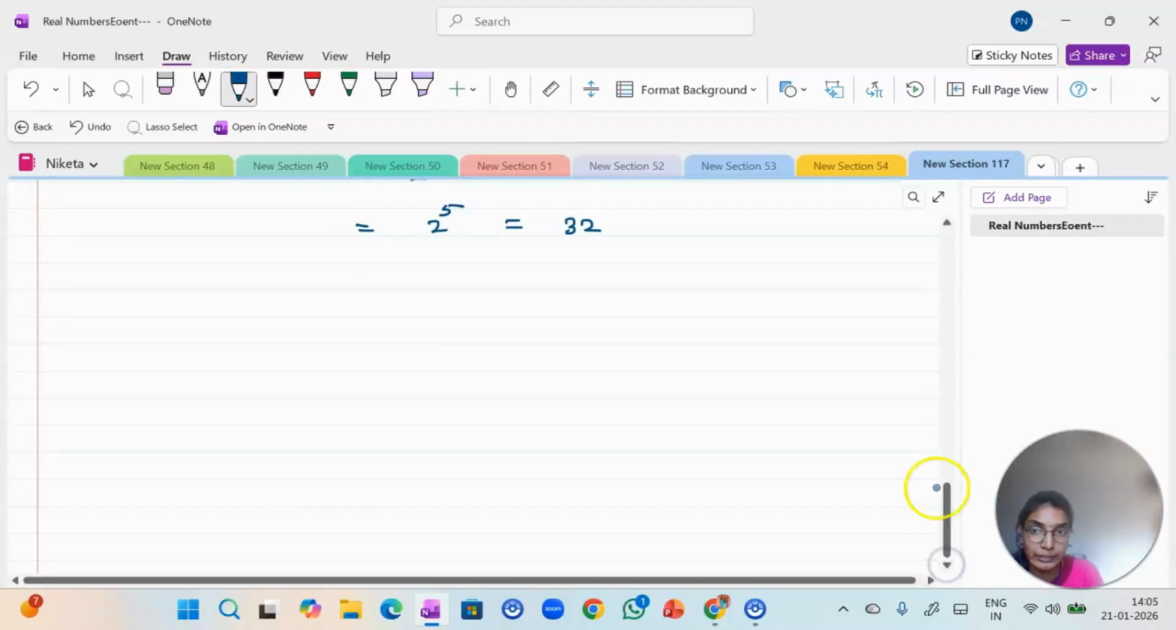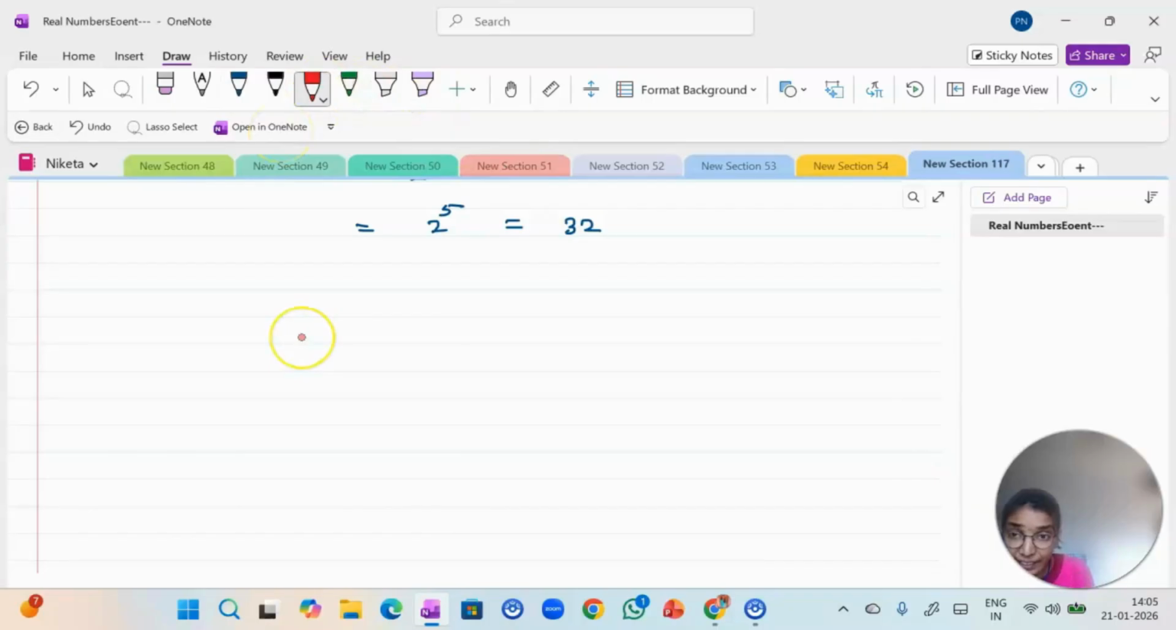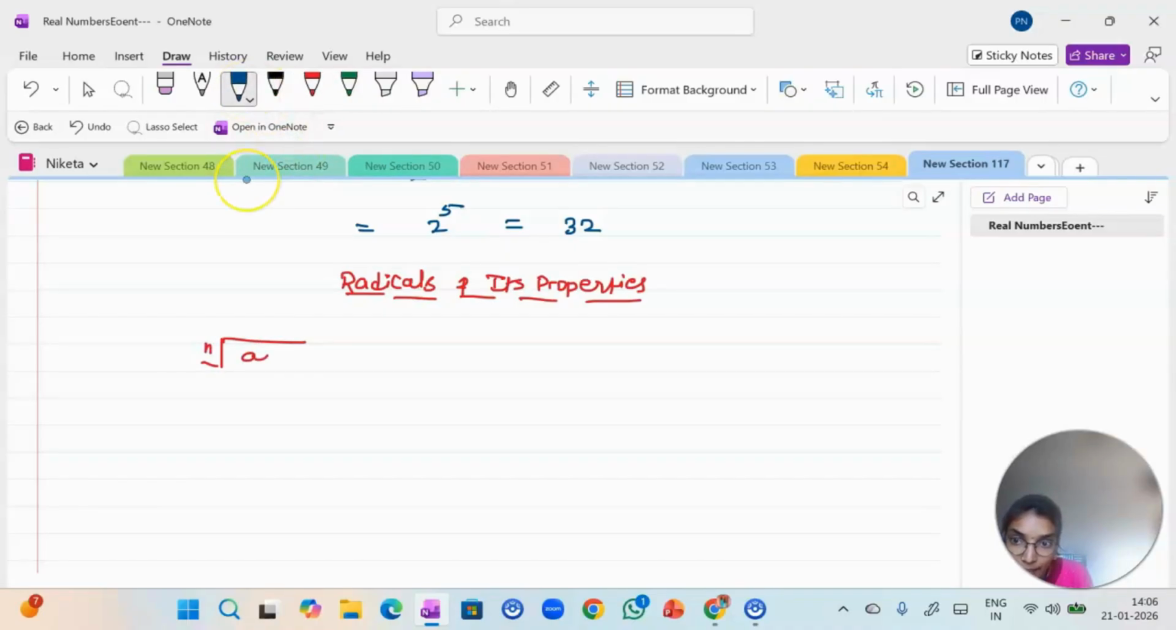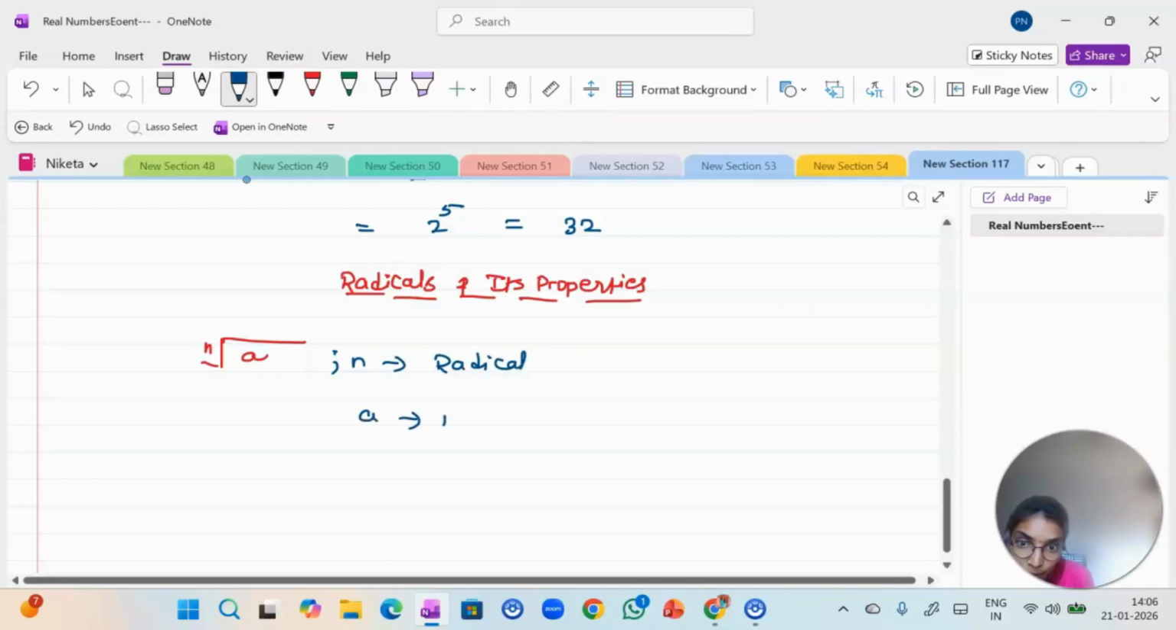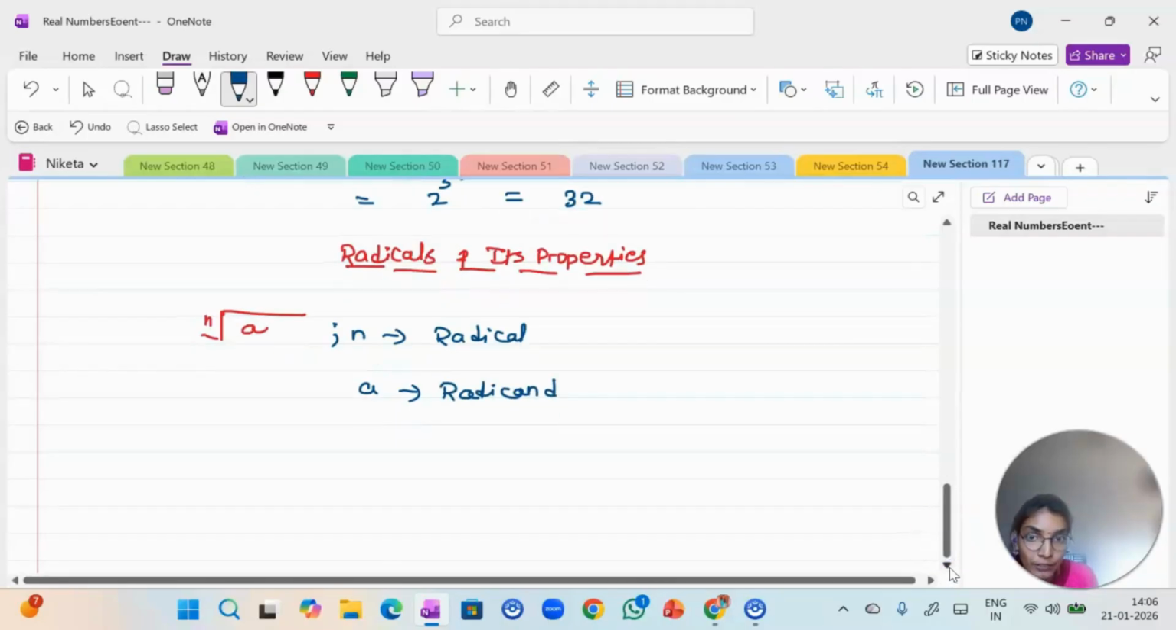Now let's talk about other things, that is radicals and their properties. If we talk about radicals and their properties, the most important thing you need to know is that if the nth root of a is given, then the n here is called the radical and the a here is known as the radicand. So let's start with the properties of radicals.